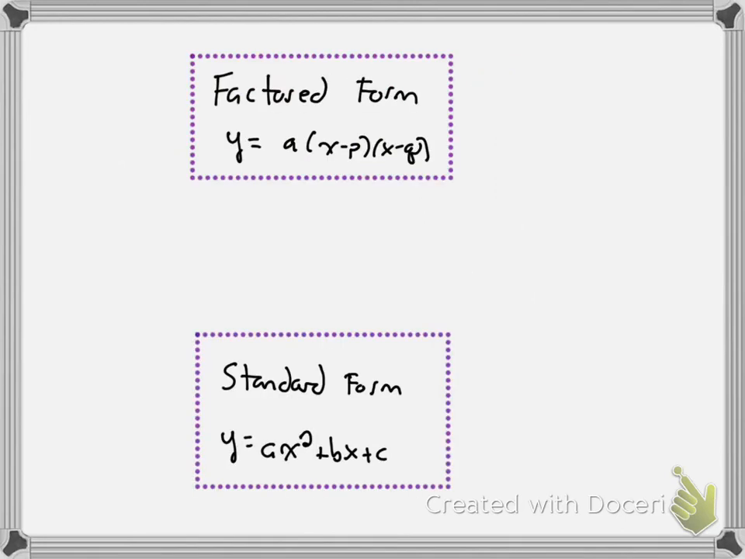Next thing we're going to talk about is how to go from each form. So if I want to go from factored form to standard form, I'm going to have to FOIL. Standard form, as we talked about in the last video, has no parentheses, no anything. It's basically all the terms multiplied and combined together. So if I want to go from factored to standard, I multiply everything out by FOILing, and then I combine like terms.